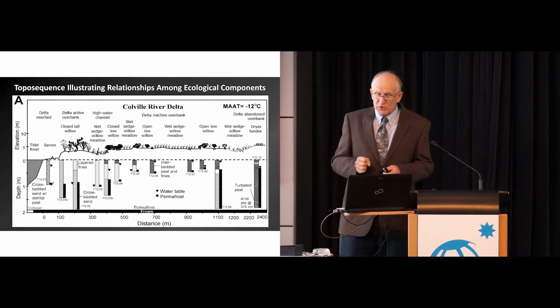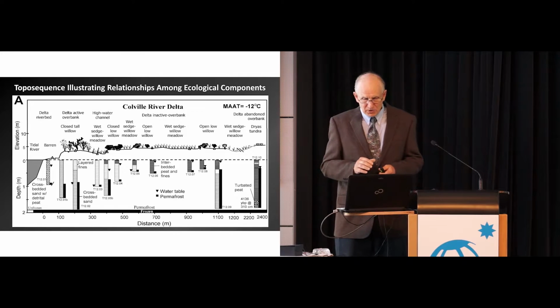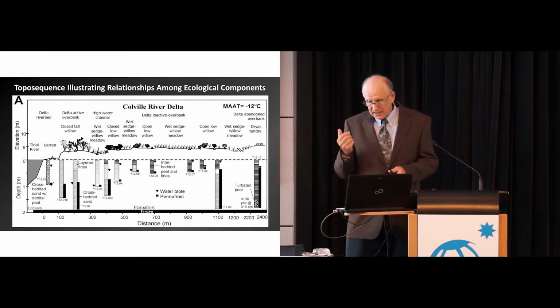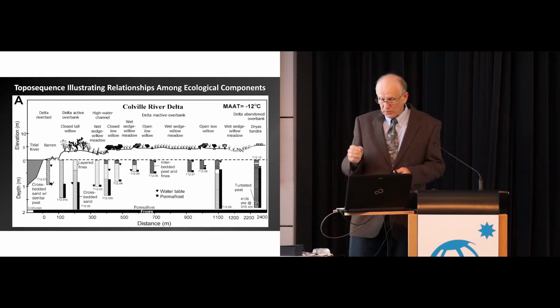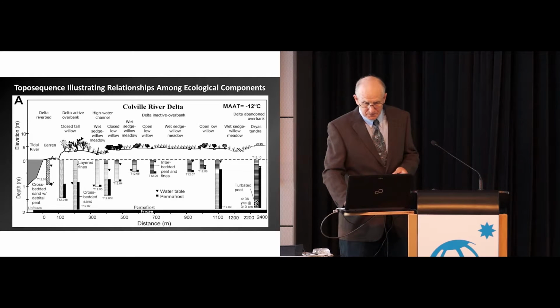So here's just a toposequence illustrating these relationships across a transect where we have a series of boreholes, and we were able to relate geomorphology to the vegetation structure, to the soil texture and lithofacies, and then the cryostructures that go with it. And on this transect, our basal date at the farthest inland site was 4,100 years. So this is 4,000 years of evolution of ground ice.